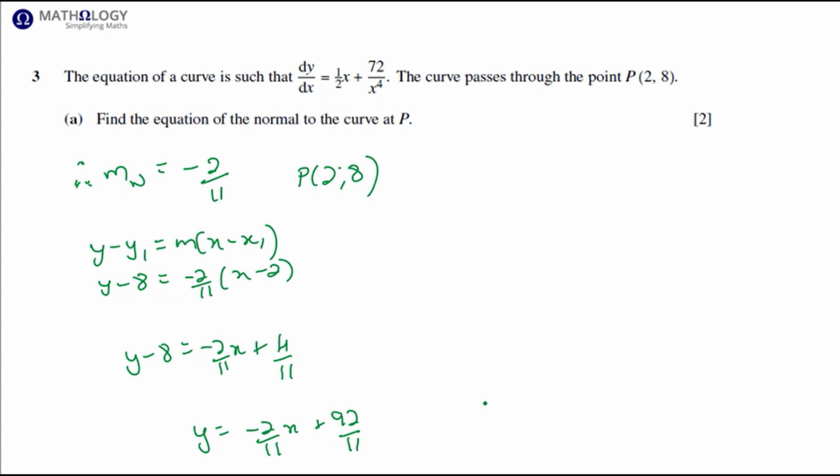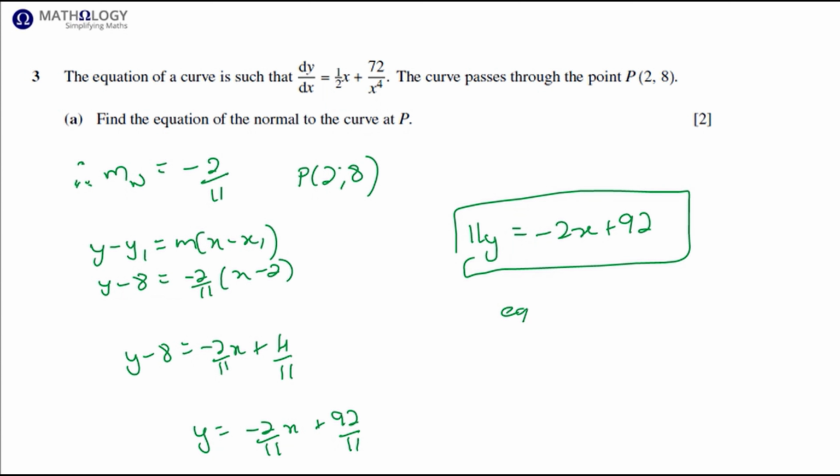It's a bit of a messy way to write the equation of the normal, so we can just multiply everything through by 11. So 11y equals minus 2x plus 92, and this represents the equation of the normal to the curve at the point P(2, 8).